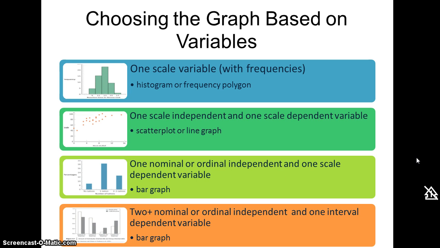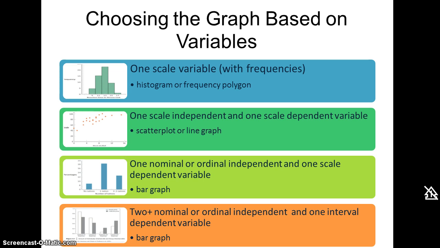So here's the last piece, and perhaps you might think this is the most important. This is the summary. So how do we choose the graph that we need to use based on our variables? Well, if we have a single scale variable that has frequencies associated with it, then we will make a histogram or a frequency polygon, which you've already reviewed in Chapter 2. The y-axis is your frequency, and the x-axis is your scale variable that's either going to be based on individual observations for each number or intervals, and you plot those midpoints of those intervals on the x-axis.